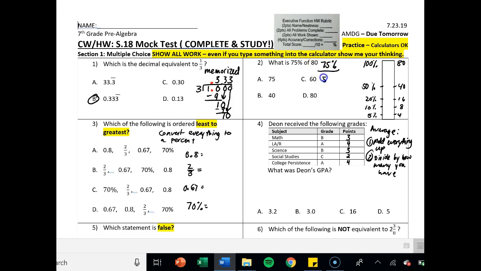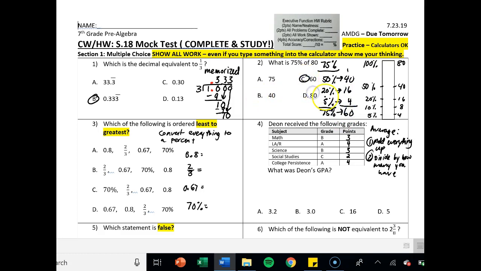It can be made up into 50%, 20% and 5%. 50% is 40, because we know 100% is 80, so 50% is 40. 10% is 8, so therefore 20% is 16. And if 10% is 8, 5% then is 4. So let's add that up, because that added up together is 75%. So 75% of 80 is, carry the 1, 60.